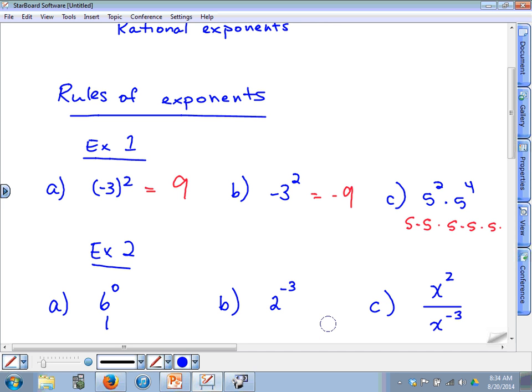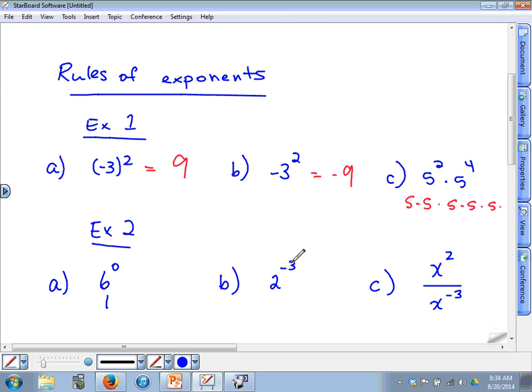Here's one of them. Let me erase this here. 2 to the negative third, you can think about that as a fraction, right? 2 to the negative third over 1. You guys all right with that? Not that I know of for this class. Unless anybody really... I tried to scare him, but I guess I'm not that scary. No.